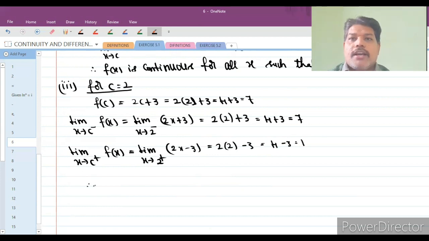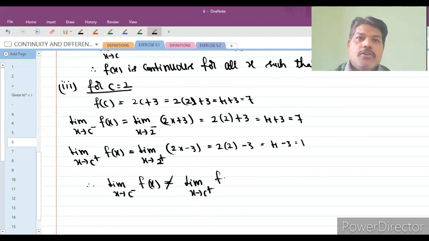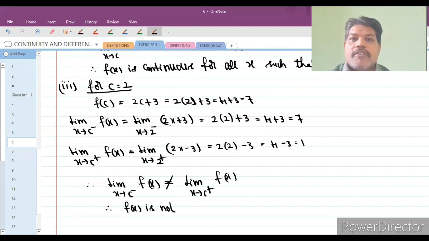So therefore, what we can declare, students: limit extending to c minus f of x, the left hand limit, and limit extending to c plus f of x, the right hand limit, both are not equal. Therefore, f of x is not continuous at x is equal to 2.